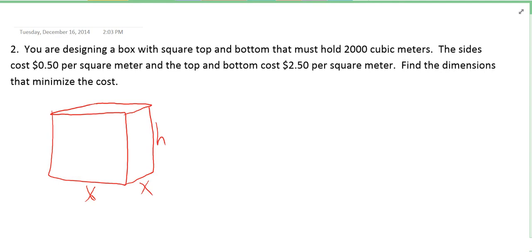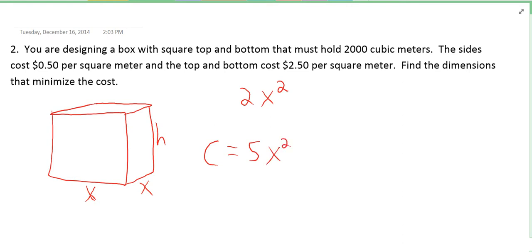Anytime they tell you how much something costs per meter or per square meter or anything, we're going to take the total area in this case and multiply it by the cost. So when it says the top and the bottom cost $2.50 per square meter, how many square meters do we need for the top and bottom total? No, we need 2x squared, really. The area for top and bottom is really 2x squared. There's 2 of them. And we are going to multiply that by $2.50. So it is 5x squared. So the cost for the top and the bottom is 5x squared.